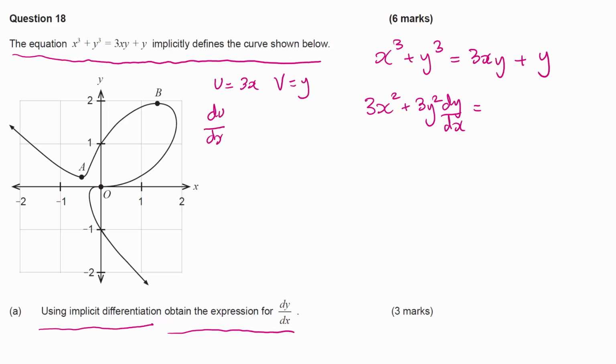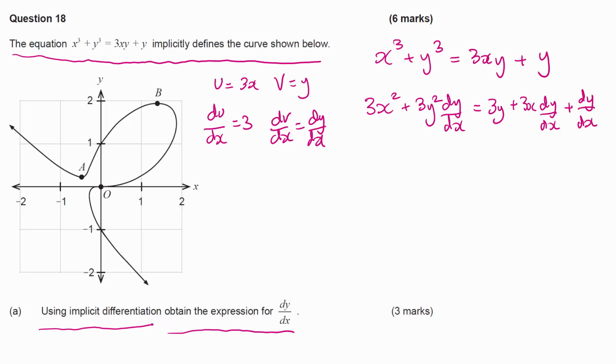du/dx is equal to 3, dv/dx equals dy/dx. And so v du/dx would be 3y, and u dv/dx would be 3x dy/dx. And then just differentiating y is dy/dx.